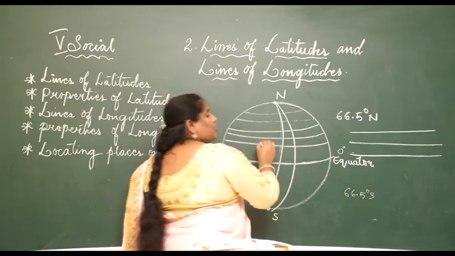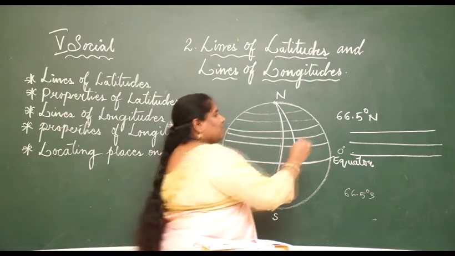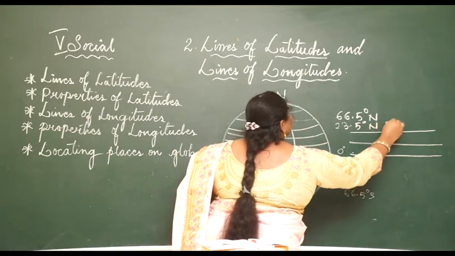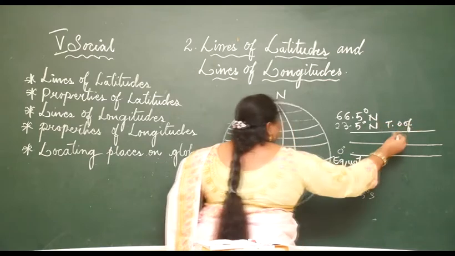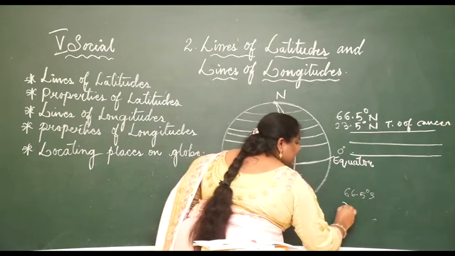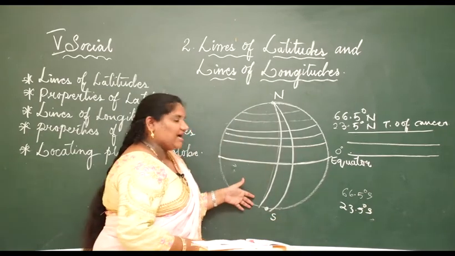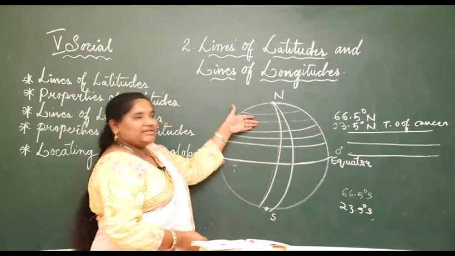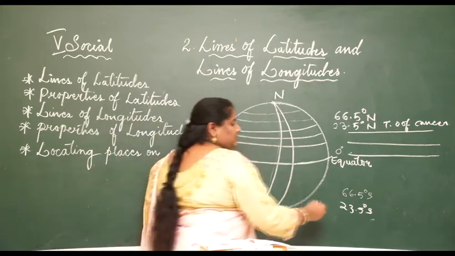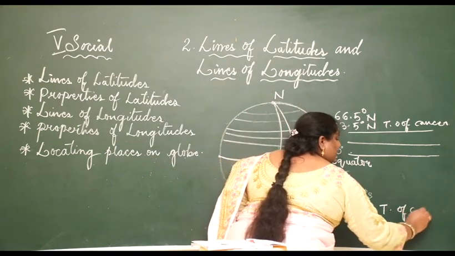And we see the Tropic of Cancer in the northern hemisphere, which is 23.5 degrees north. That is the Tropic of Cancer. And the same 23.5 degrees south, which is in the southern hemisphere. As I have told you, above the equator is the northern hemisphere and below the equator is called the southern hemisphere. So 23.5 degrees south is the Tropic of Capricorn.